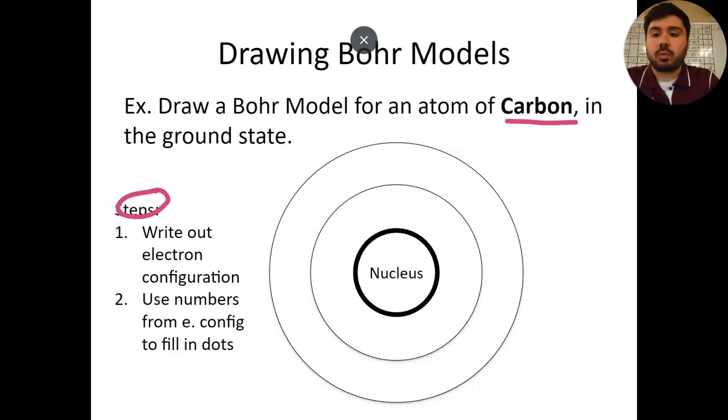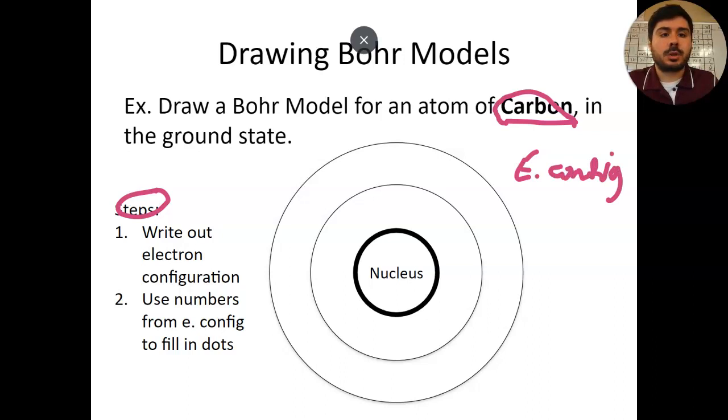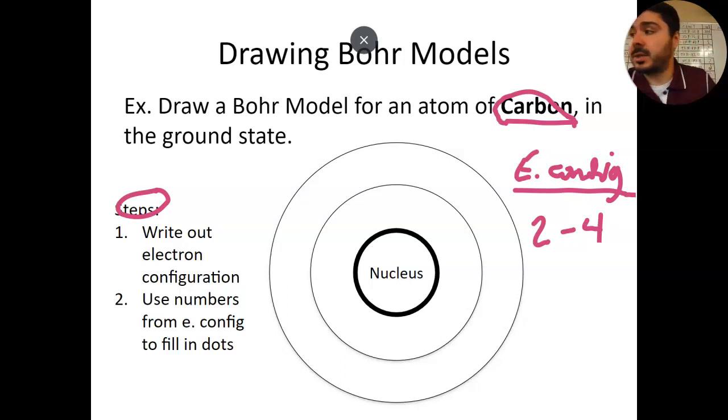First things first, write out the electron configuration. We're talking about the atom carbon here, so let's make sure we are doing this correctly. First things first, our electron config. The electron configuration for carbon is going to be 2-4. We know that. We are really familiar with it. We just looked at it on the last slide. Worst case scenario, if you already forgot it, go look at the periodic table.